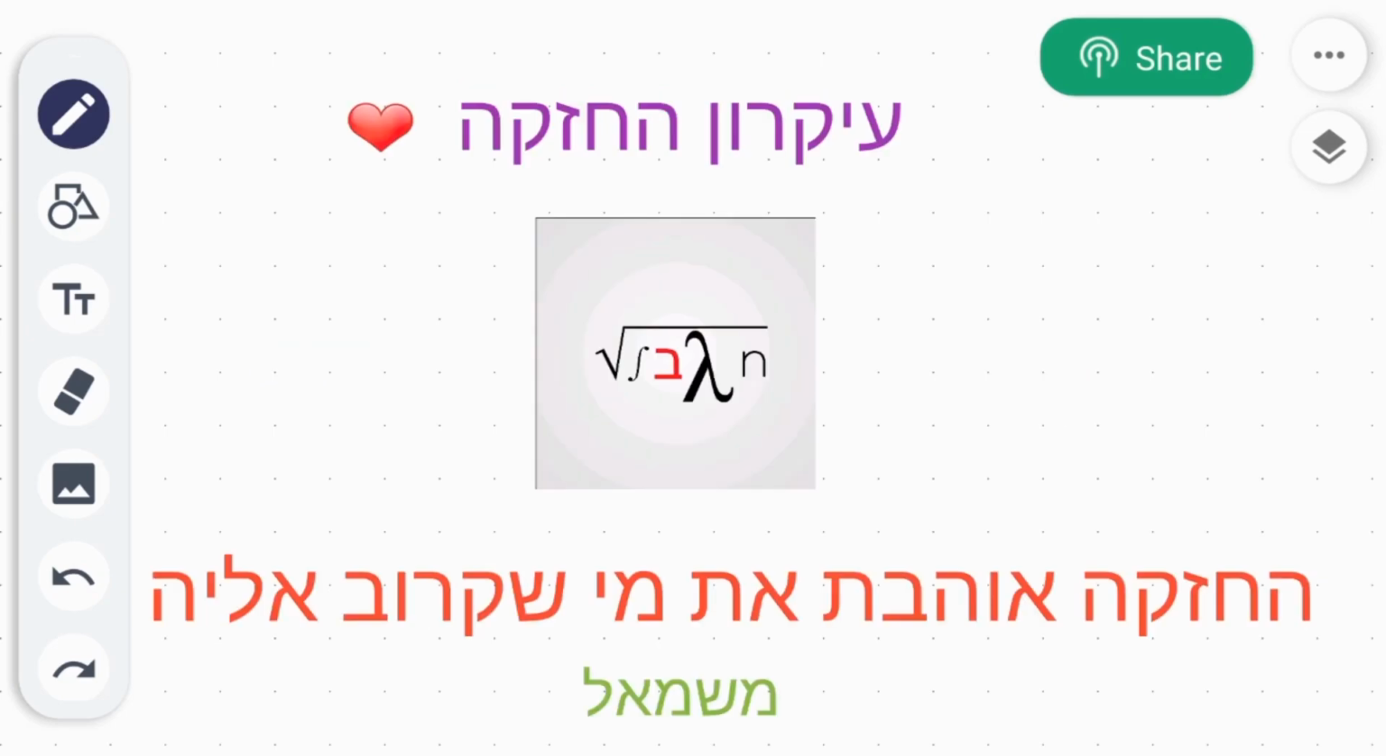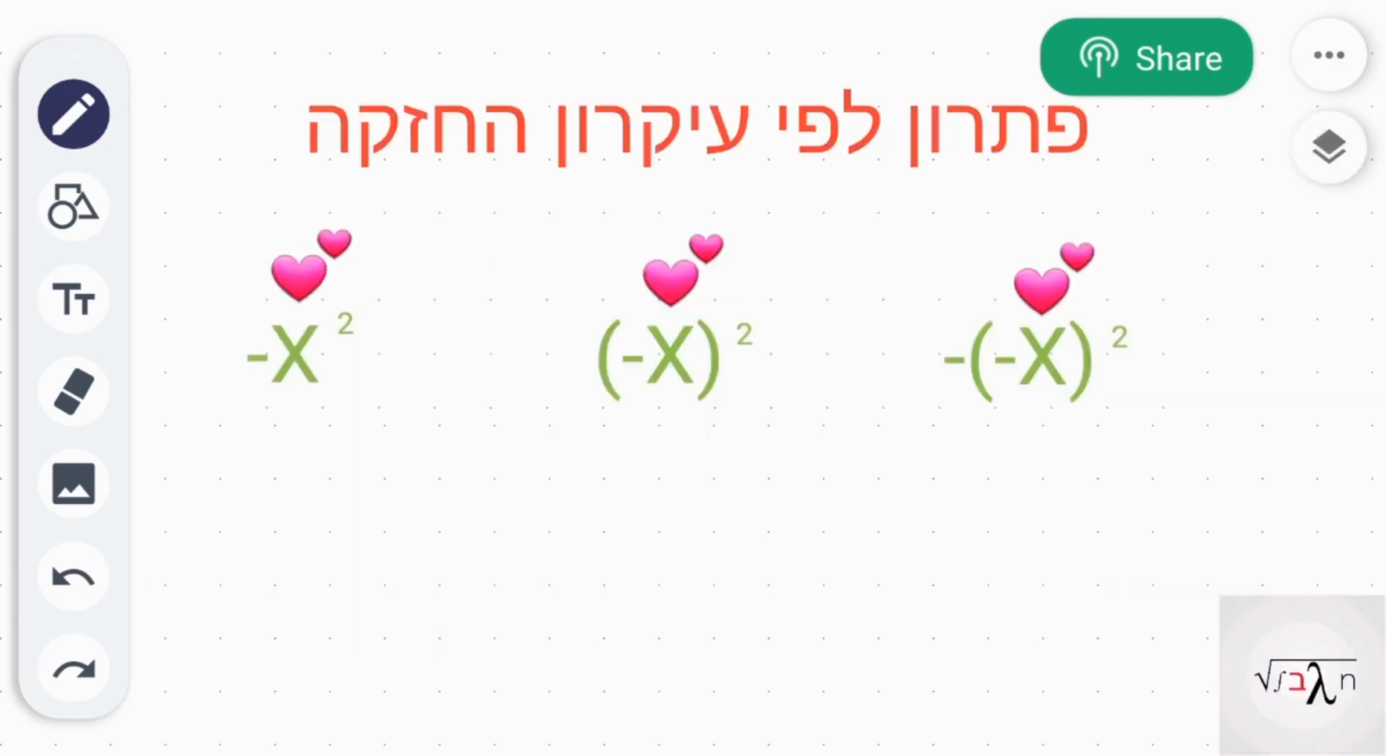The principle of the exponent is very simple. The exponent loves who's closer to it, but from the left side. What does that mean? Let's have a look at the examples I already showed you. We'll solve them using the principle of the exponent.